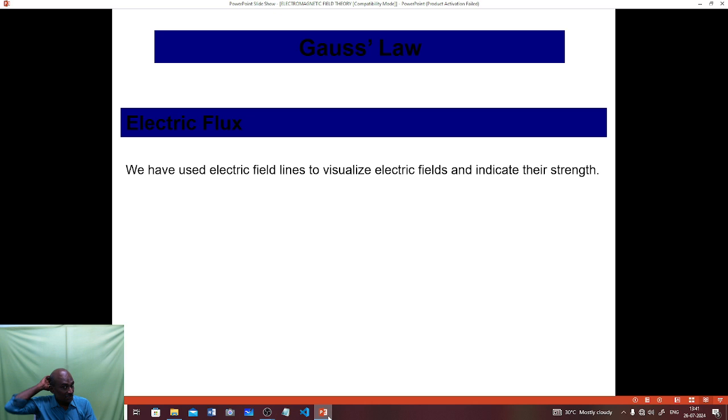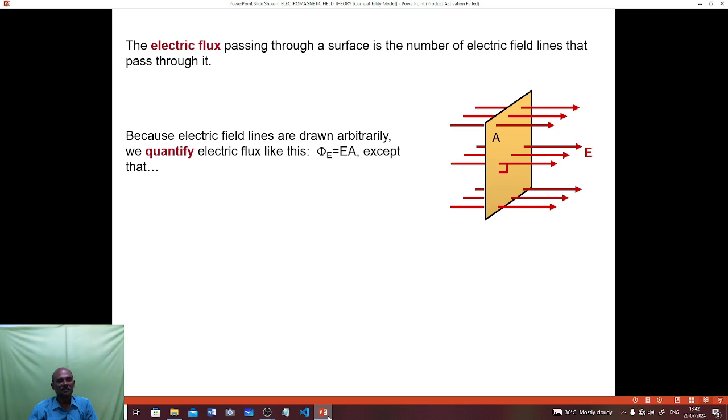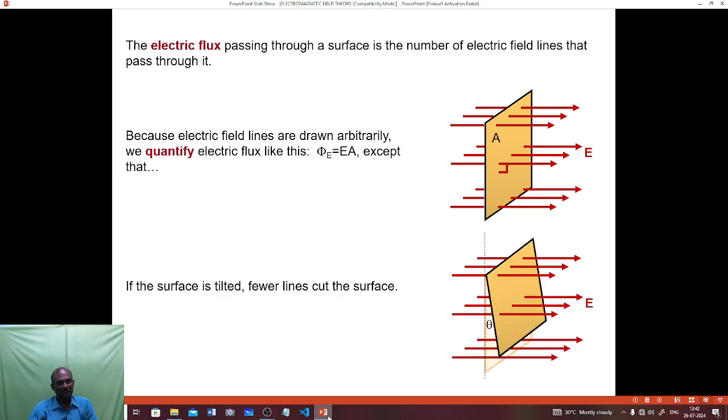Electric flux. Using Gauss law, we can define electric flux. What is electric flux? The electric field lines are considered as electric flux. Electric field lines passing through a surface, and we use this count to determine the electric field. The electric flux lines are nothing but the electric field. So flux is equal to E into A, where A represents the area. If the surface is touched, fewer lines cut the surface.